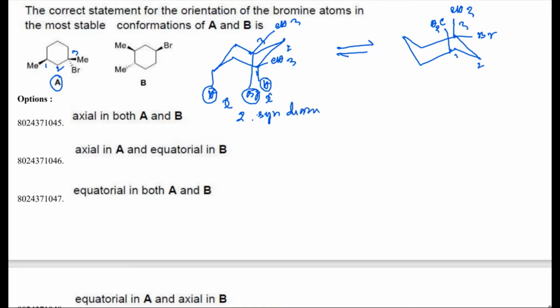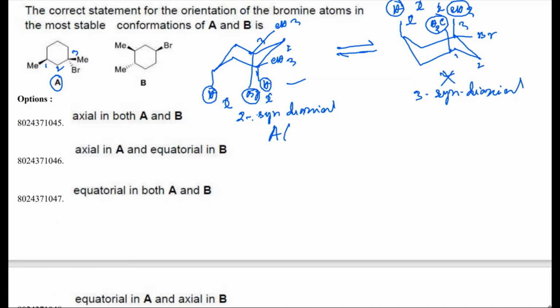So two syn diaxial interactions. And in this compound the two methyl groups are axial. So between these two, a syn diaxial interaction will operate, and here also hydrogen is there. This hydrogen and methyl, another two syn diaxial interactions will operate. So here total 3 syn diaxial interactions. So this compound is unstable, and this is more stable. So the equilibrium will shift towards left. So in A, the Br will be axial.